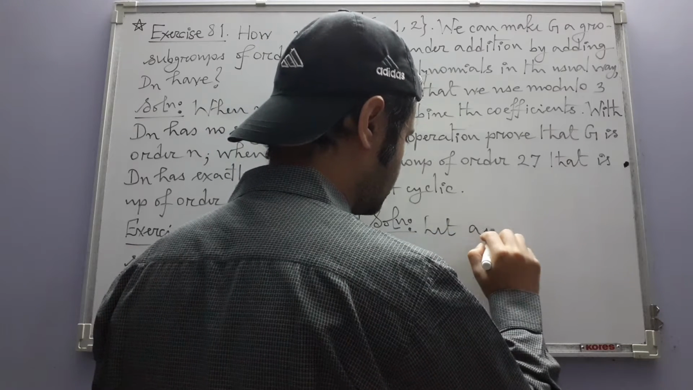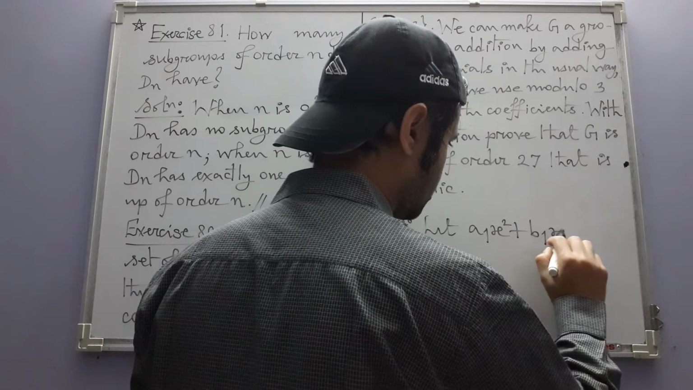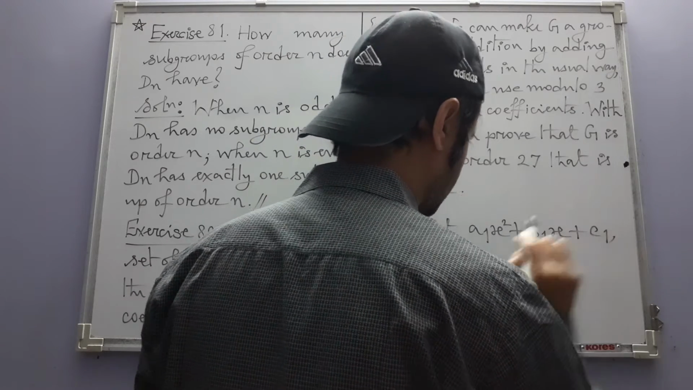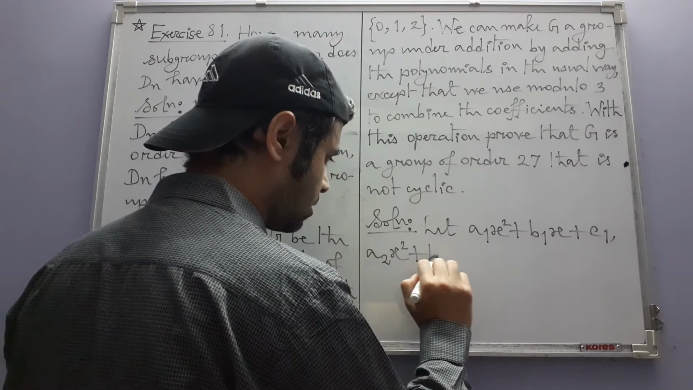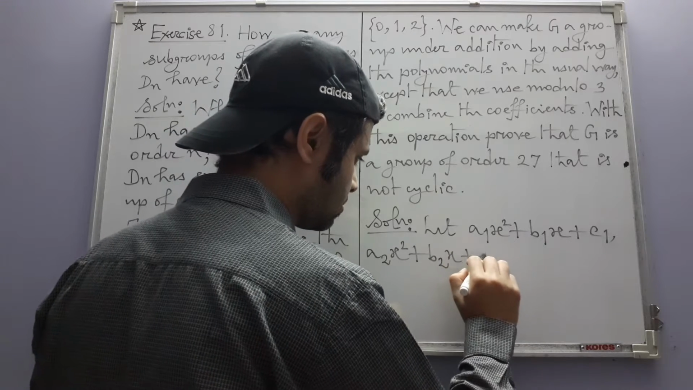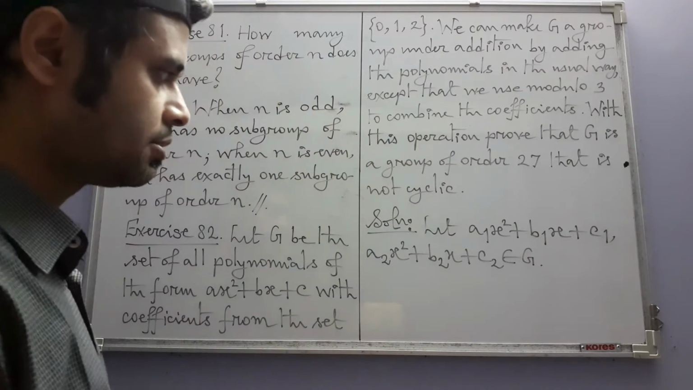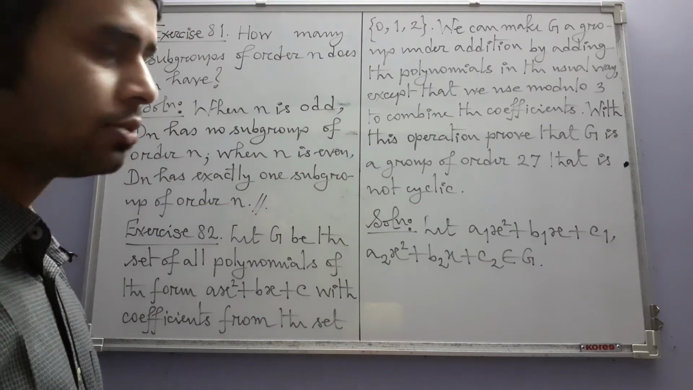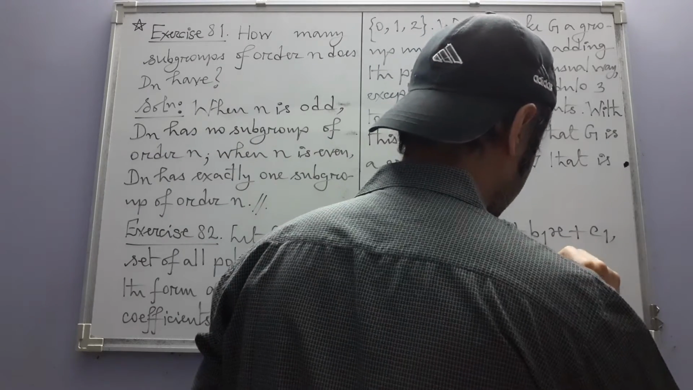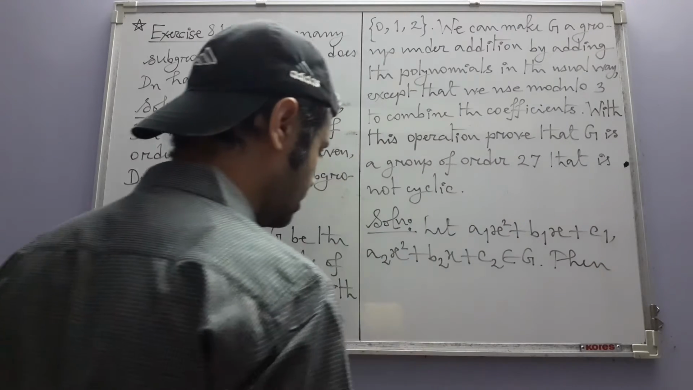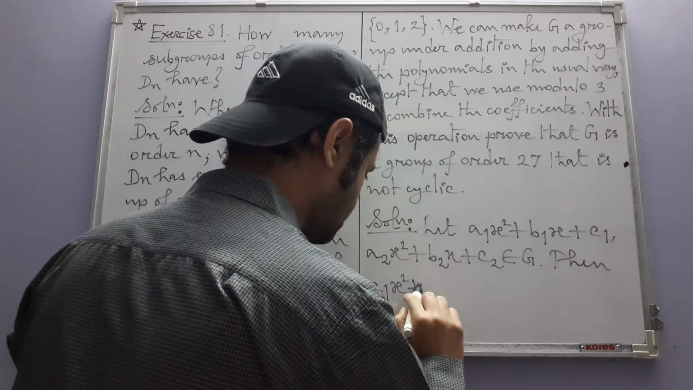Let a1x square plus b1x plus c1 and a2x square plus b2x plus c2 belong to G. That means this a1, b1, c1, a2, b2, c2, they are all coming from this set. Then adding them, we get this.